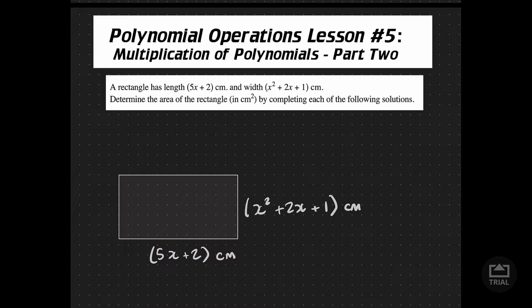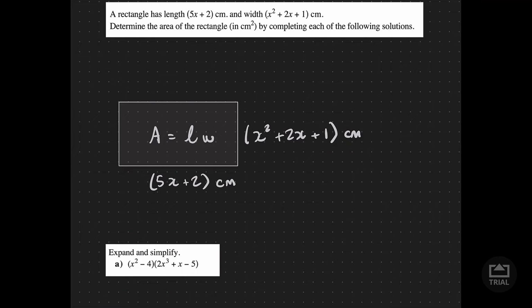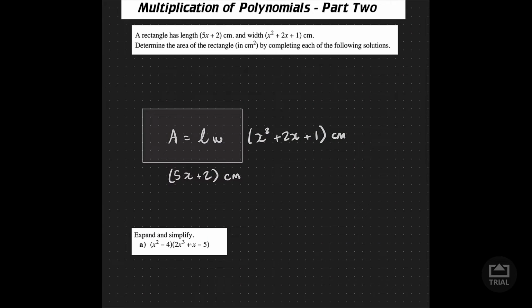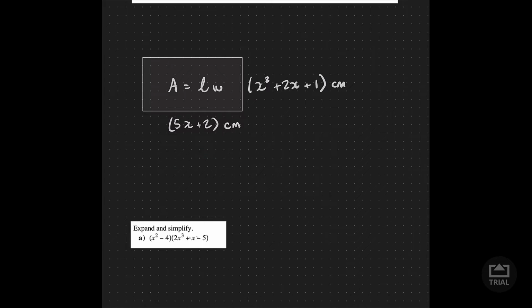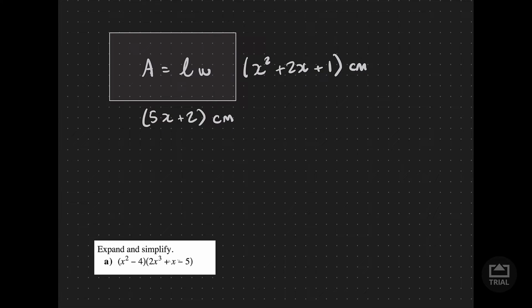Okay, so we want to figure out the area of this rectangle, and we know that area equals length times the width. That looks better. Okay, so basically all we're going to be doing is multiplying these two together. Let's just put these together and expand it out using the distributive properties. So we got 5x plus 2 times x squared plus 2x plus 1.